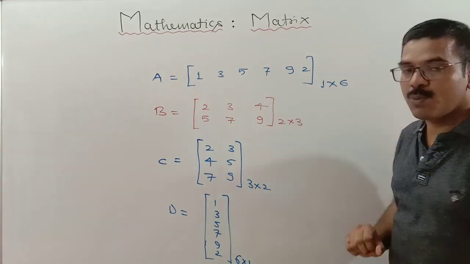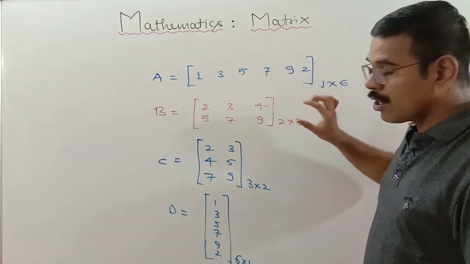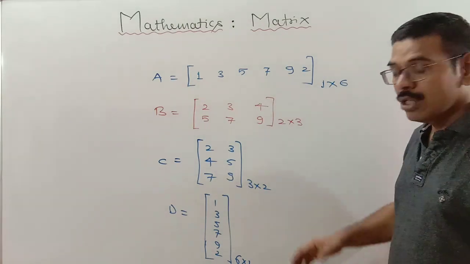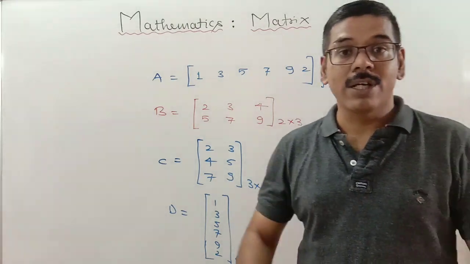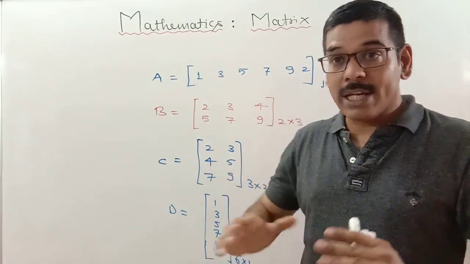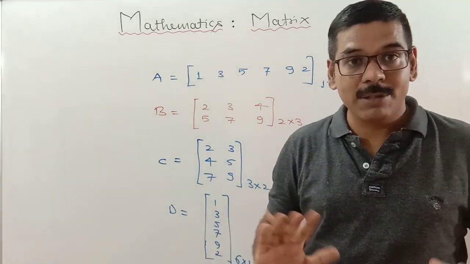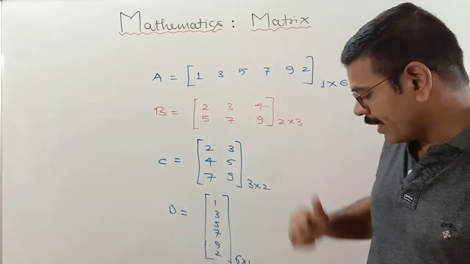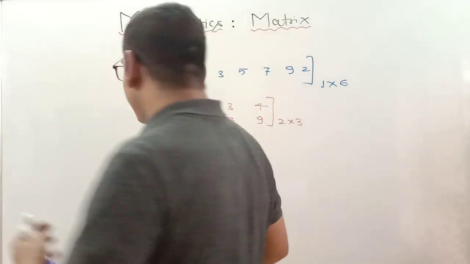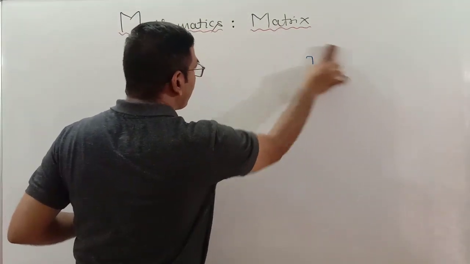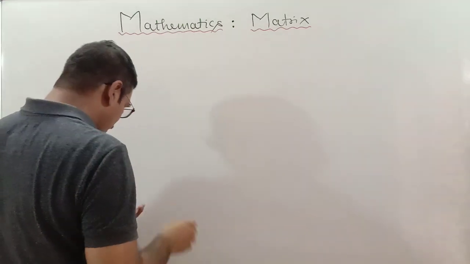Here the order is 1 cross 6. Same elements, order may be 2 cross 3. Same elements, order may be 3 cross 2. Same elements, order may be 6 cross 1. So these all are the 4 different matrices. Okay, there is no relation at all in these matrices. In matrices के बीच में कोई relation नहीं है. Try to understand that. Okay, so now I am just making it clean and I am writing a question for you all. That may be the first question of this chapter.